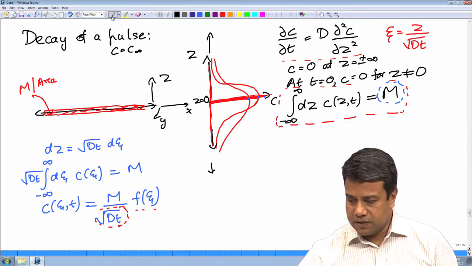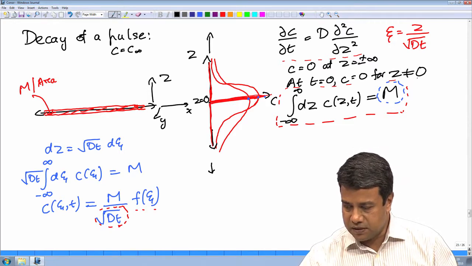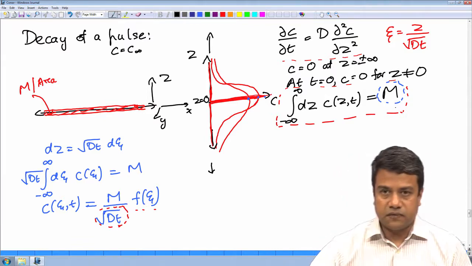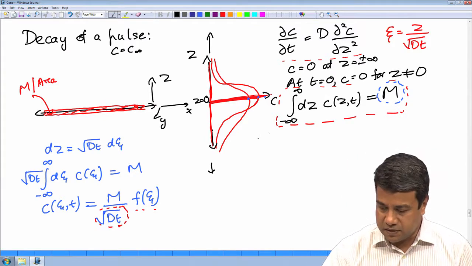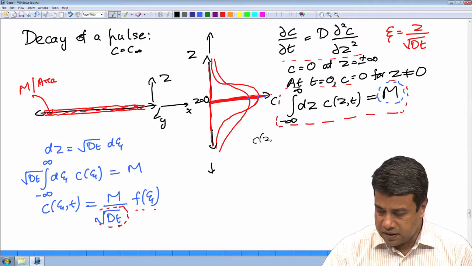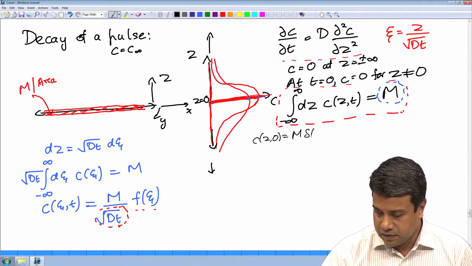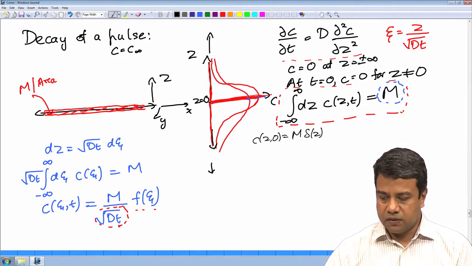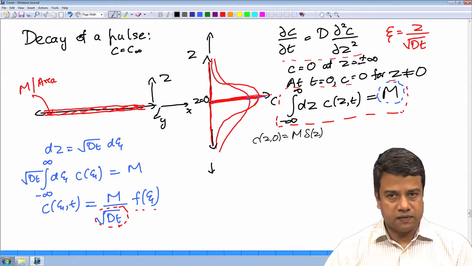At t equal to 0, I said c is equal to 0 for z not equal to 0 and the integral is equal to m. So, I could very well have written the concentration field c at z, 0 is equal to m times delta of z. So, the magnitude of the concentration is m times delta of z.